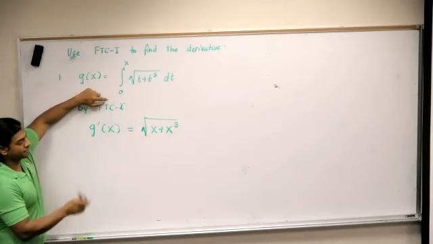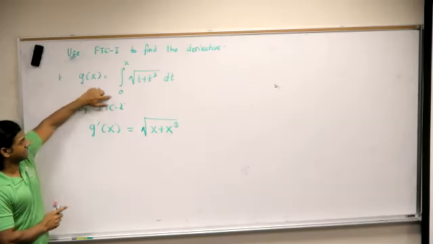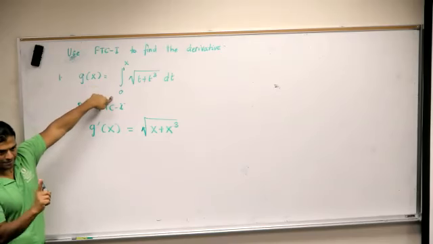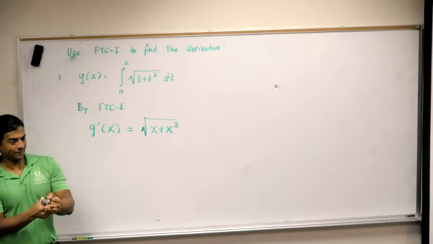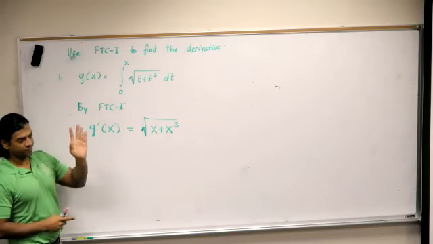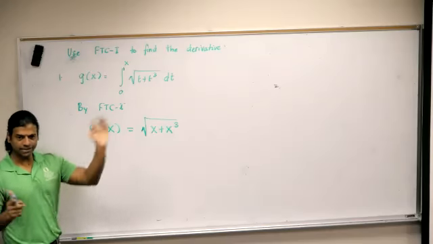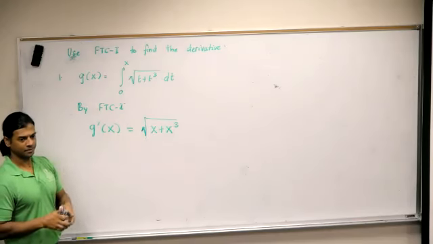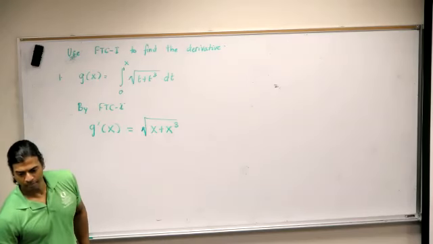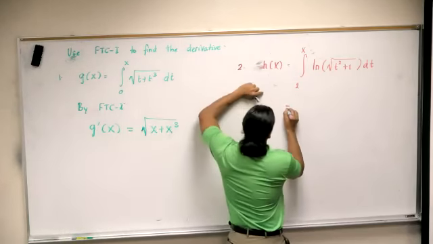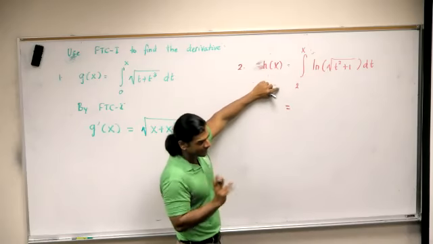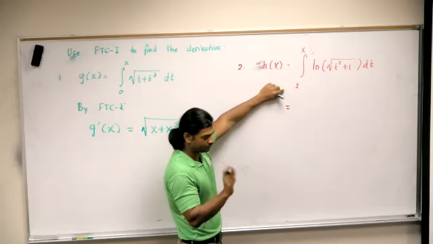So this works out nicely as long as the lower limit is a constant and the upper limit is either x or a function of x. If that's a function of x, we've got to do this differently. I'll do a problem next time. Are we clear? So the lower limit has to be a constant for this to work.